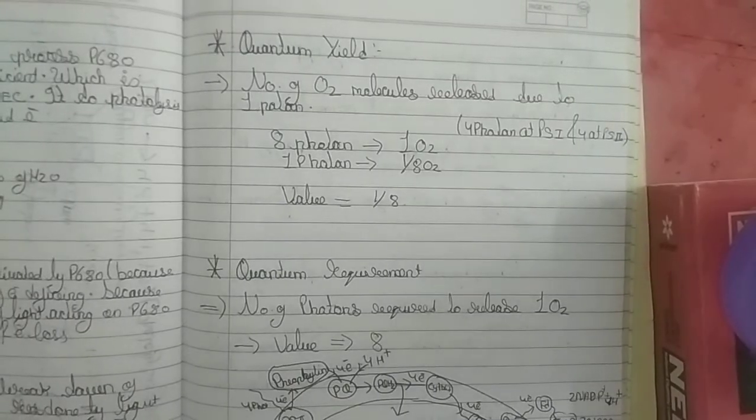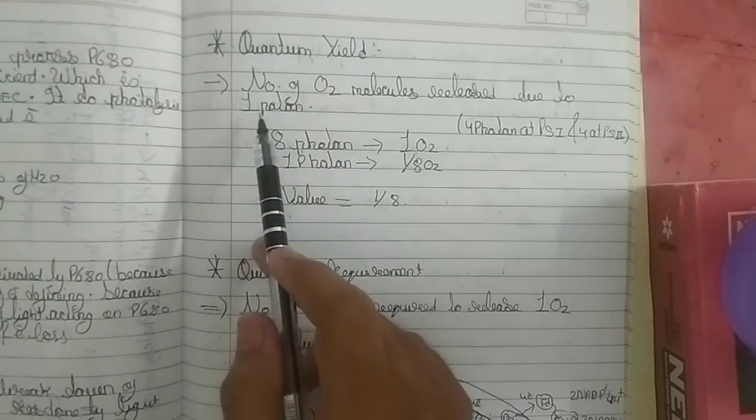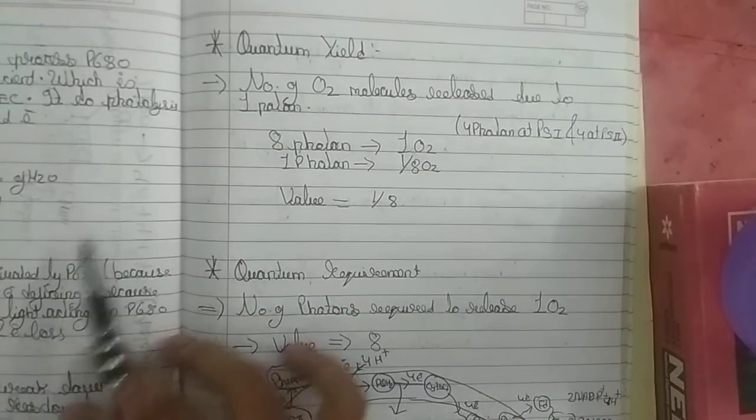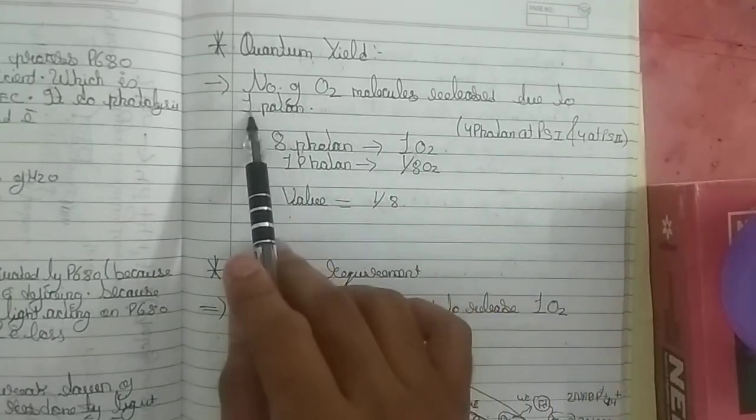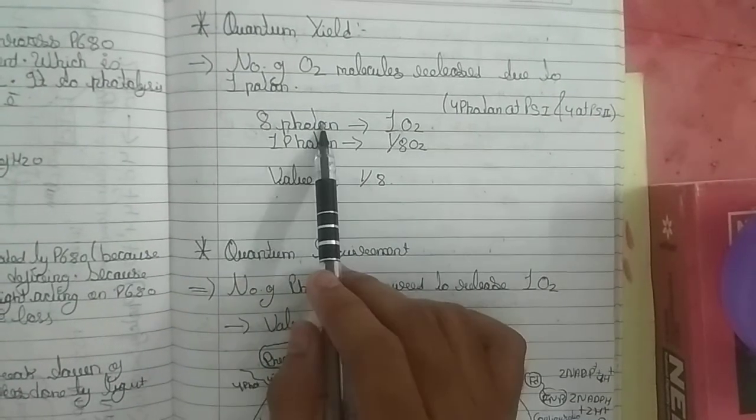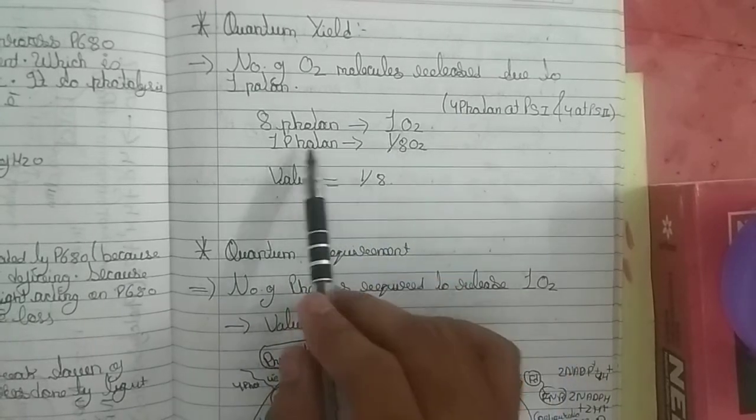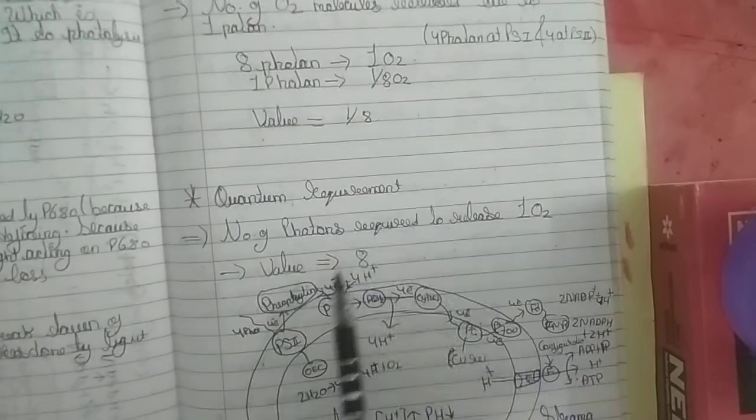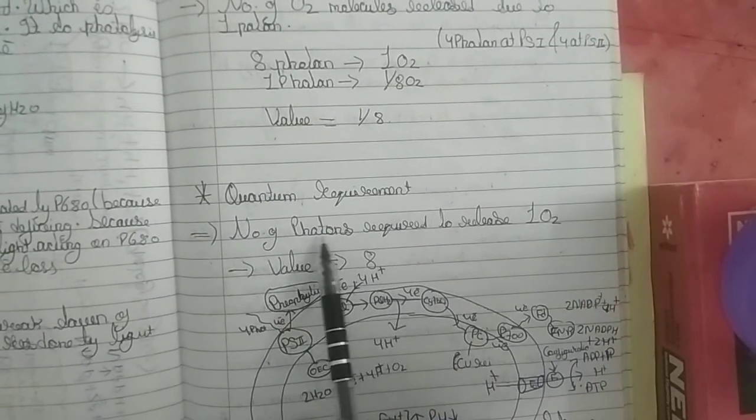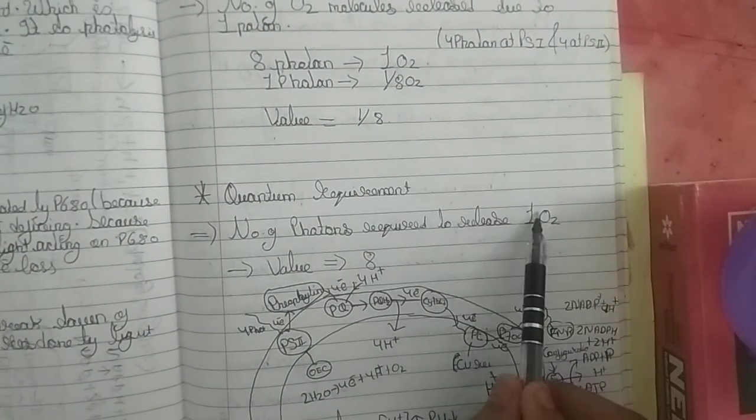Now this is quantum yield, which I have discussed previously. It is the number of oxygen molecules released per photon. 8 photons are required to produce one oxygen molecule, so 1 photon will produce 1/8 molecule of oxygen. So the value is 1/8. The quantum requirement is the number of photons required to release one oxygen molecule, and that value is 8.